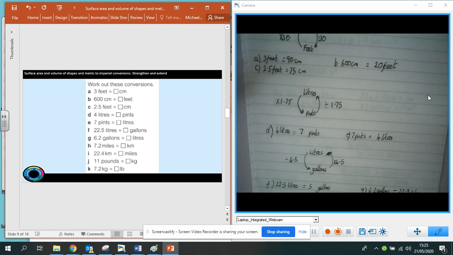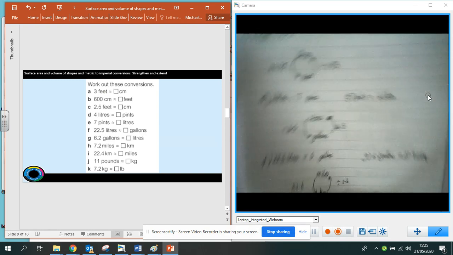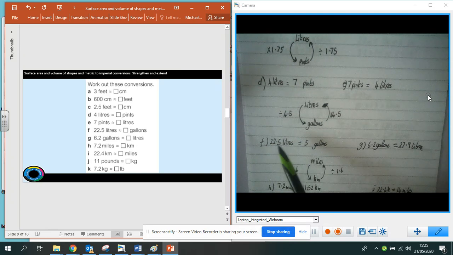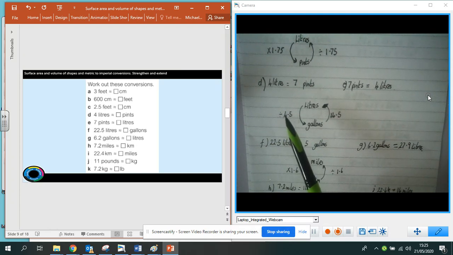Now the next one is litres to gallons. The conversion factor is 4.5. There's 4.5 litres in a gallon. So you can work out how my diagram works. 22.5 litres, 22.5 divided by 4.5 gives me 5 gallons. 6.2 gallons multiplied by 4.5 gives me 27.9 litres.